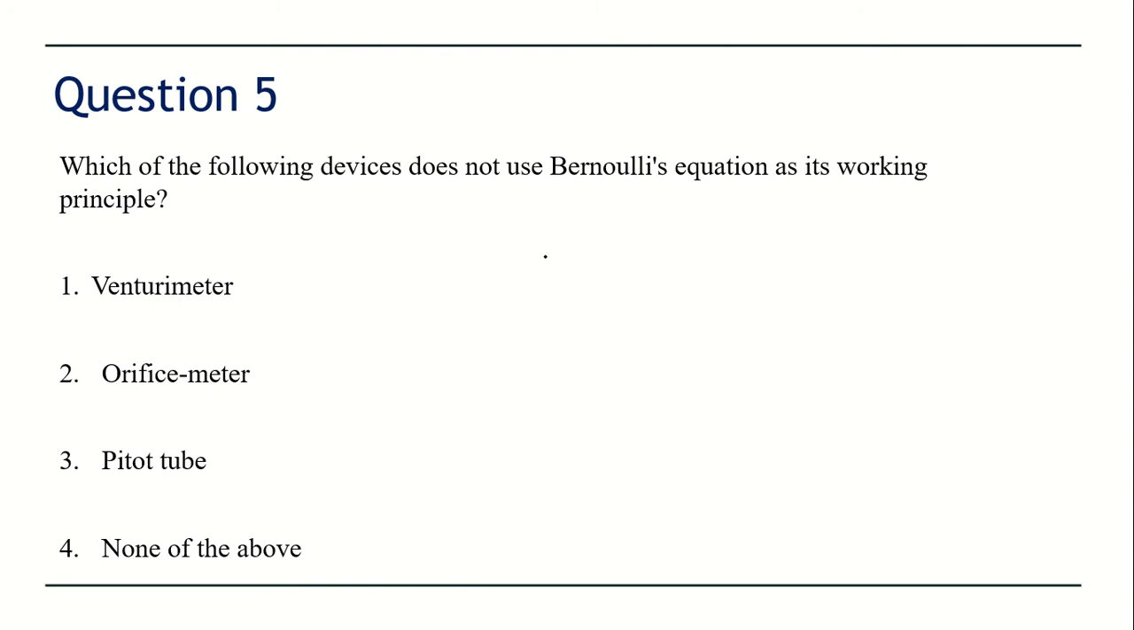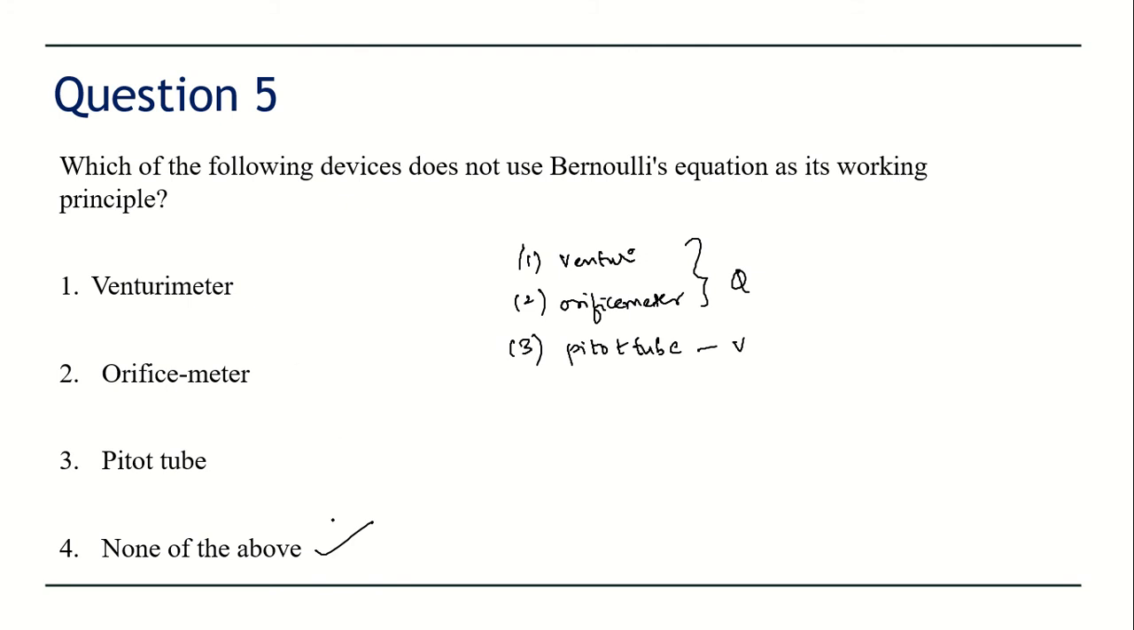Next, which of the following devices does not use Bernoulli's equation as its working principle? We have three devices which are applications of Bernoulli's equation. First one is Venturi meter. Next we have orifice meter, and next we have pitot tube. Venturi meter and orifice meter both are used for calculating discharge, whereas pitot tube is used for calculating velocity. So out of all the options, the answer is none of the above, because all the three use Bernoulli's equation.